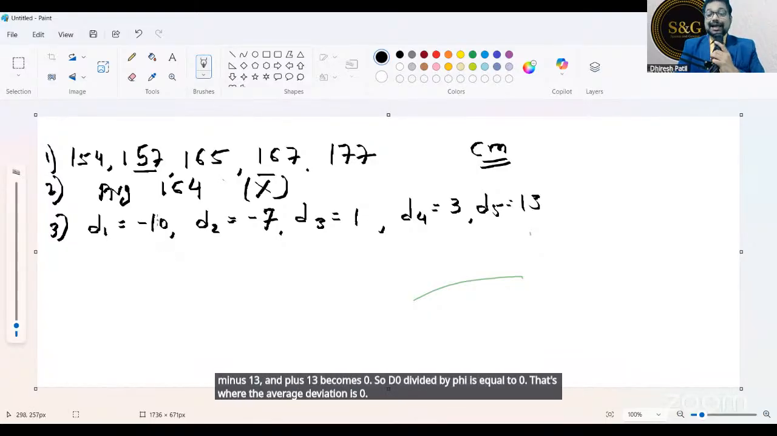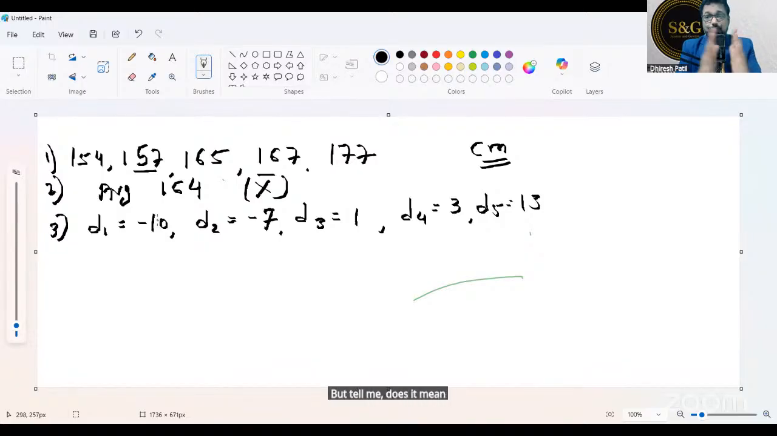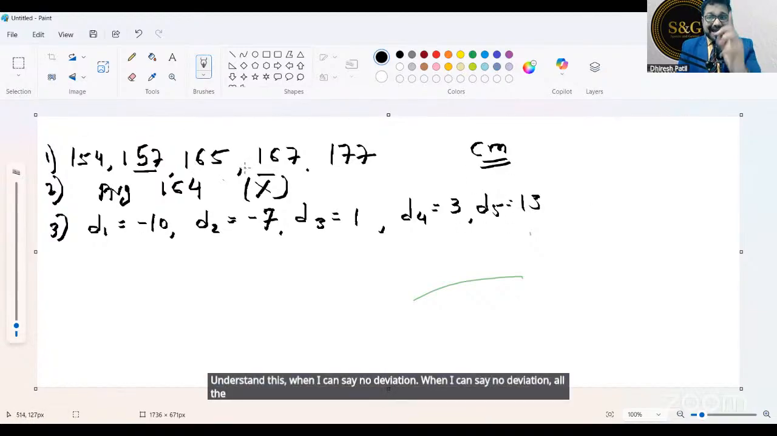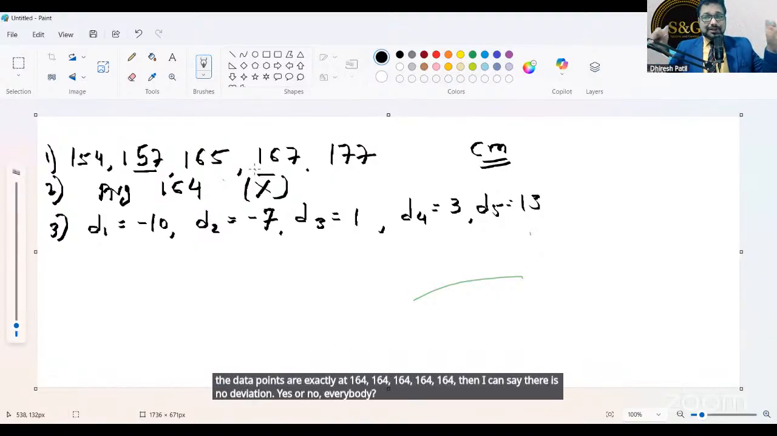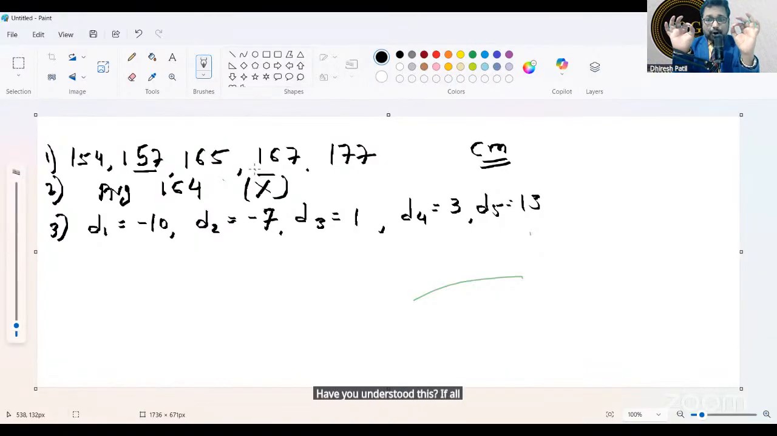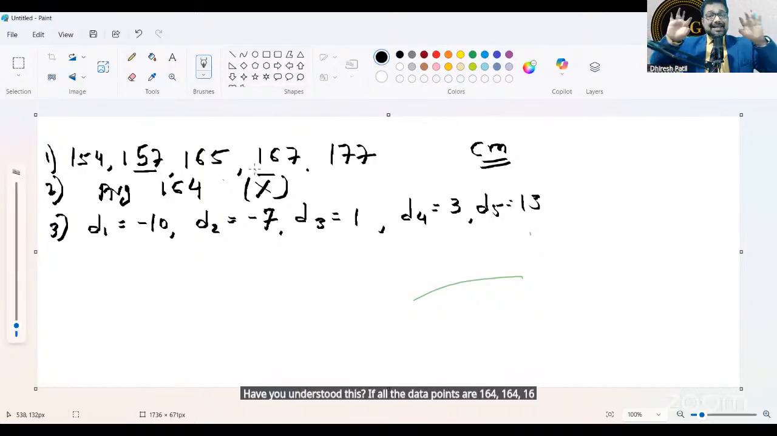But tell me, does it mean there is no deviation? Understand this. When I can say no deviation, all the data points are exactly at 164, 164, 164, 164, 164. Then I can say there is no deviation. Yes or no, everybody? Have you understood this? If all the data points are 164, then there is a zero deviation.